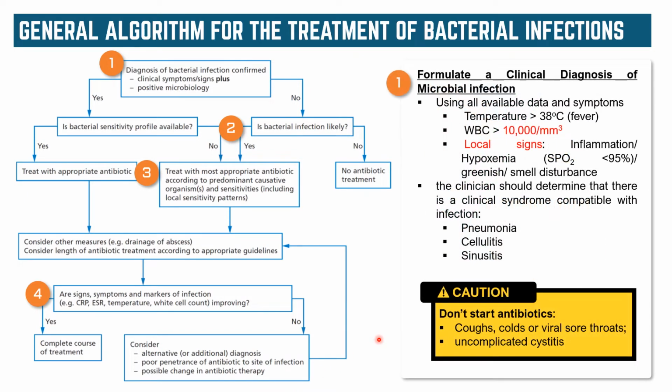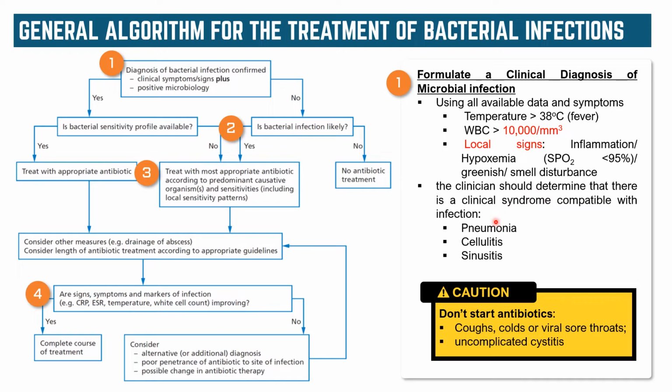Okay, let's discuss one by one, starting with formulating a clinical diagnosis of microbial infections by using all available data and symptoms at first view. The patient must have fever, which is a temperature of more than 38 degrees Celsius, a white blood cell count of more than 10,000 per cubic millimeter, and show any local signs such as inflammation, hypoxemia, greenish sputum or smell disturbance.